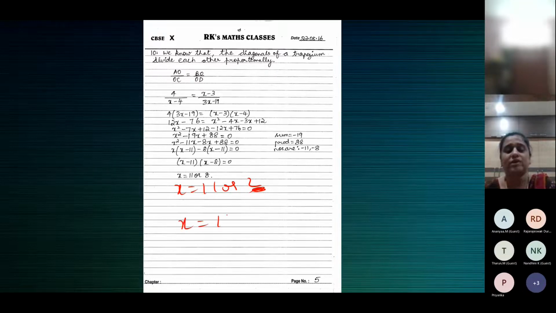Supposing you get x is equal to 11 or x is equal to 2, we have to reject 2. Why? 2 minus 3 will give a negative answer. Side cannot be negative. Very good.